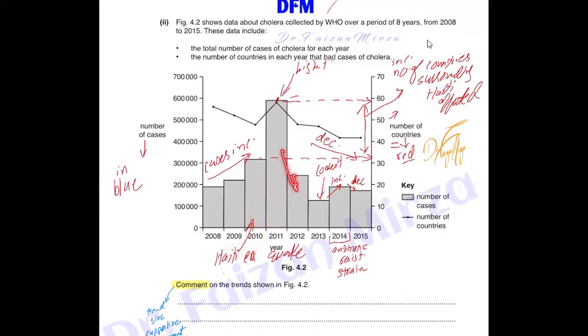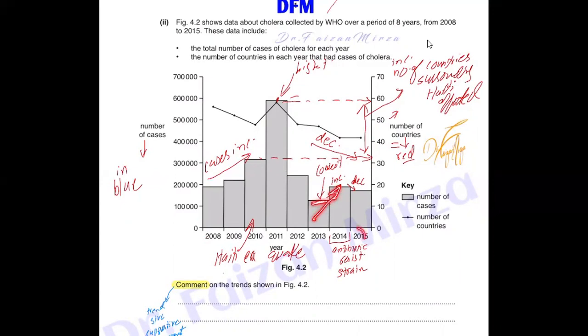And why did the cases start to fall? Because the treatment was available, the antibiotics were available, people were getting treated, so less infection in the population actually broke the transmission cycle. So the cases decreased, but then the cases increased further.